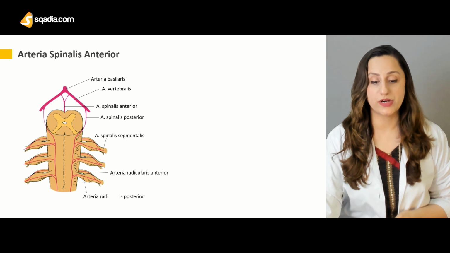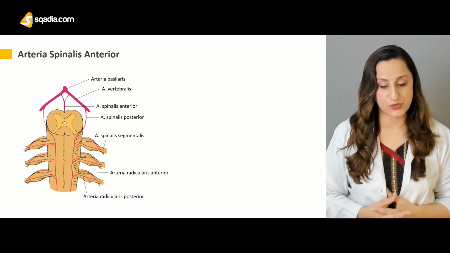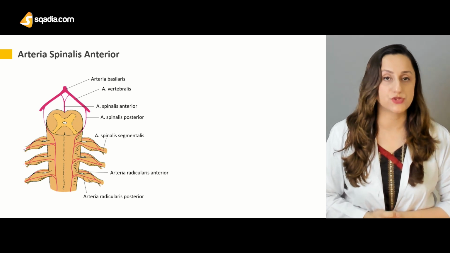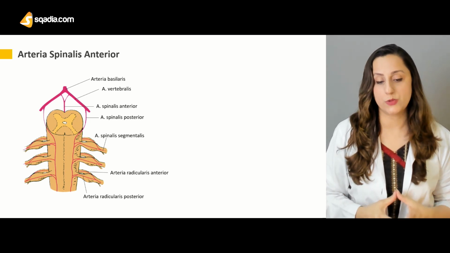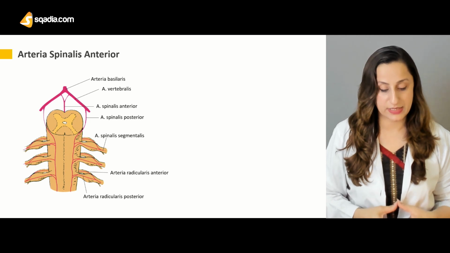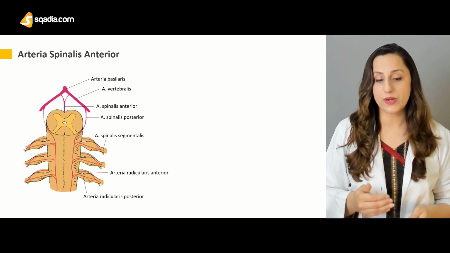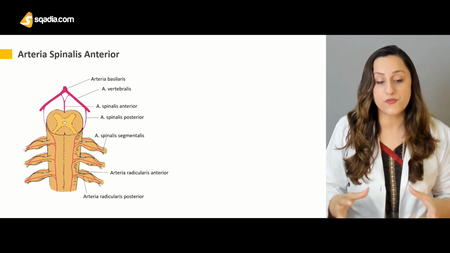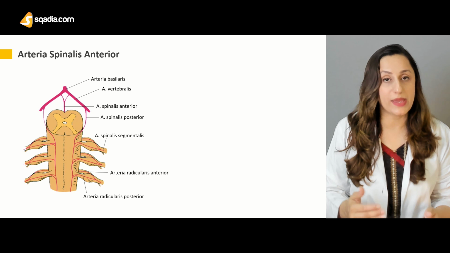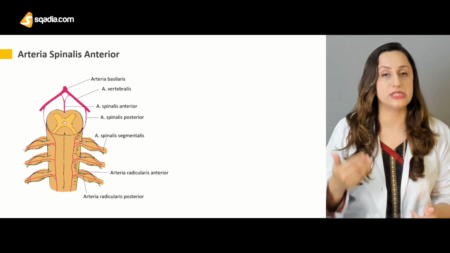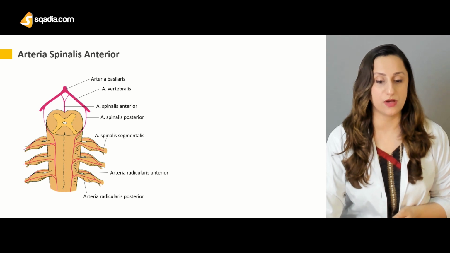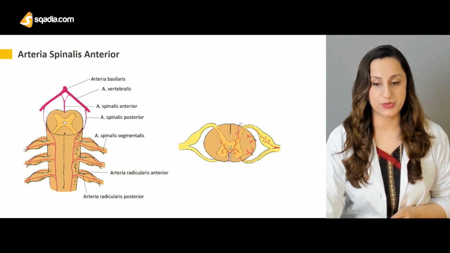And then moreover, we have a posterior radicular artery. Now this anterior radicular artery and this posterior radicular artery are going to descend and supply the different areas as well. When you look at these radicular arteries, you'll see that they are following the nerve roots. So we have a dorsal portion and then an anterior or ventral portion of these branches of the radicular arteries.